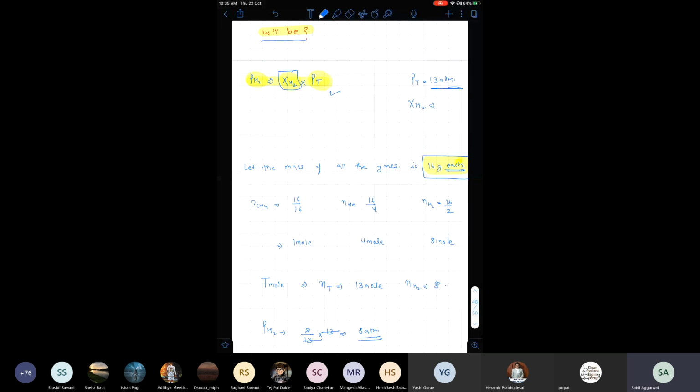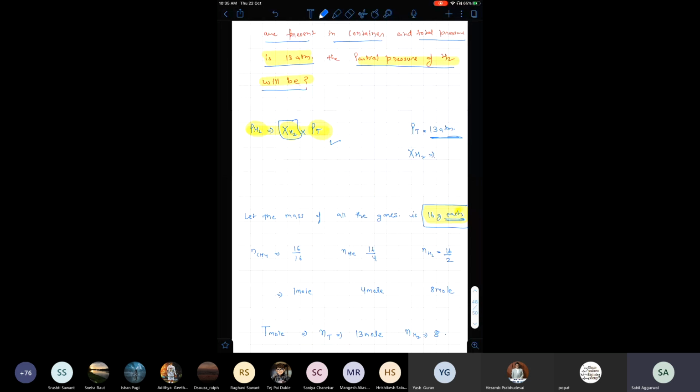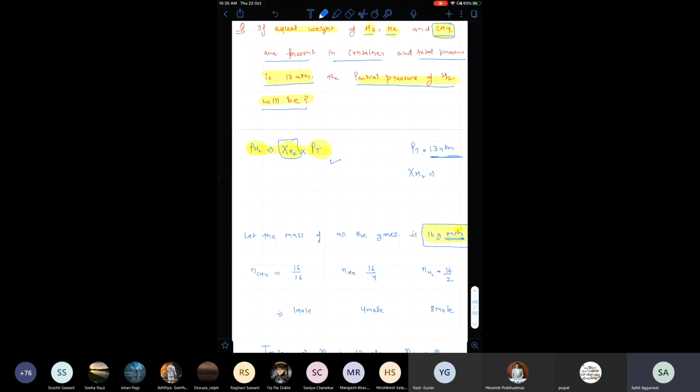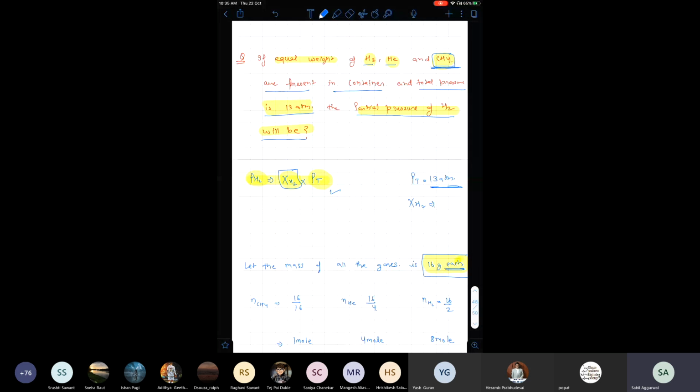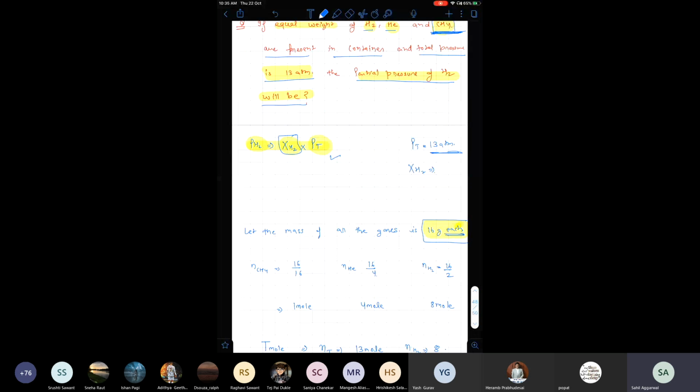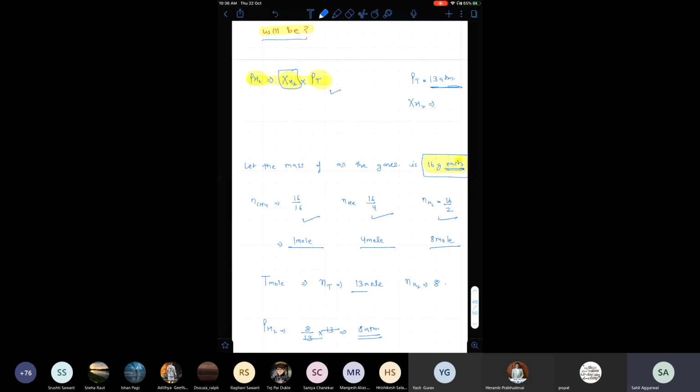So why are you keeping 16 gram only? Because that makes my calculation easy. You can take x gram also. Okay, sir. But I took 16 gram because it is the mass of the heaviest gas and it makes my calculation easy. 16 by 16 is 1, 16 by 4 is 4, 16 by 2 is 8. So I got the total moles, that is 13 mole.